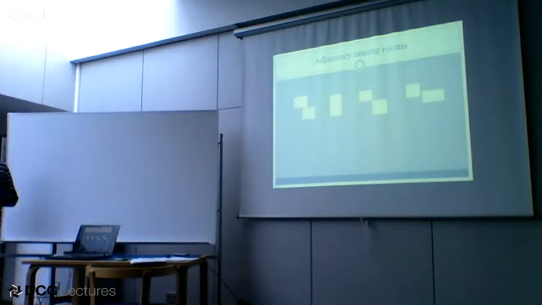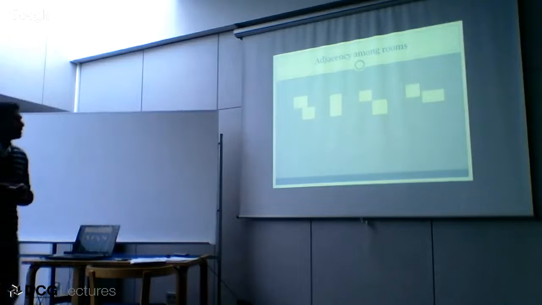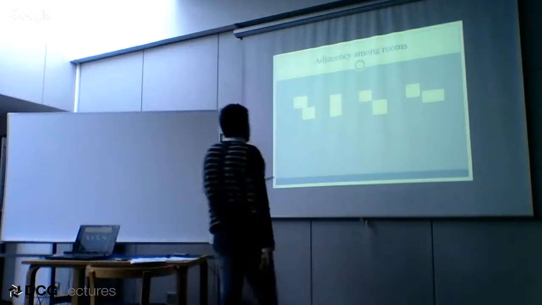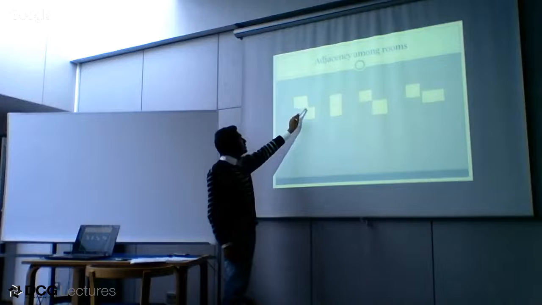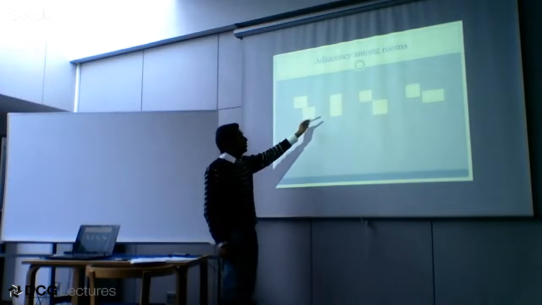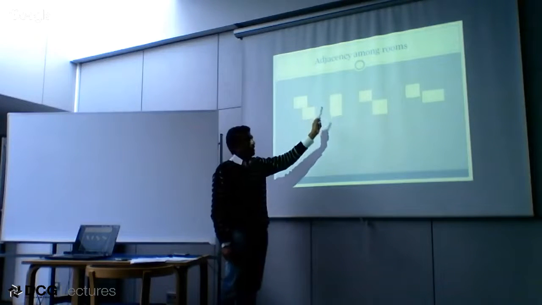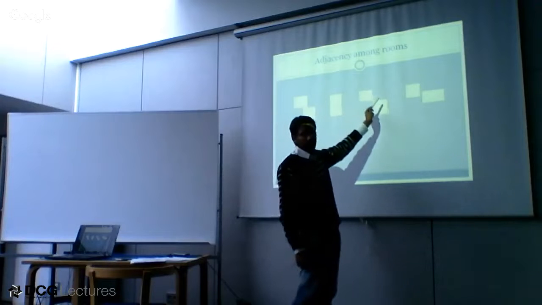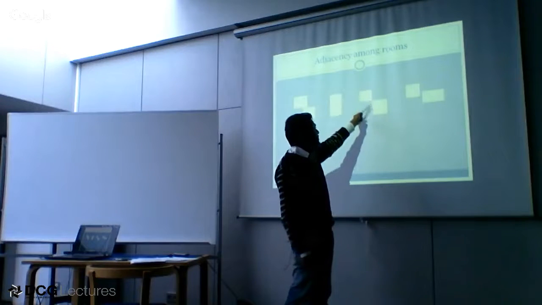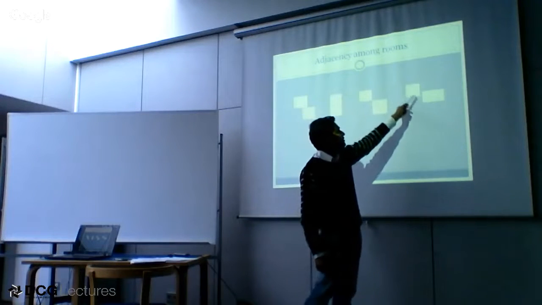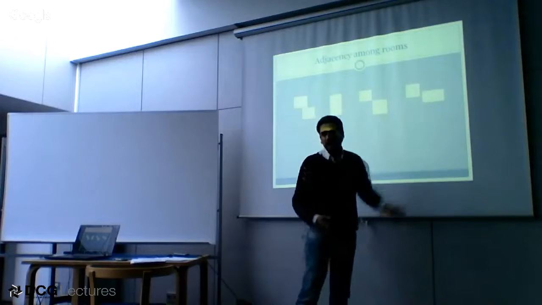This is how we define the adjacency between rooms, because in vertices it's very simple. If there is an edge between two vertices, we say that they are adjacent. But in case of rooms, we say that two rooms are adjacent if they share a part of the wall, or if they share a complete wall. If they touch at a point, then we don't say that they are adjacent, and similarly here they are disconnected.